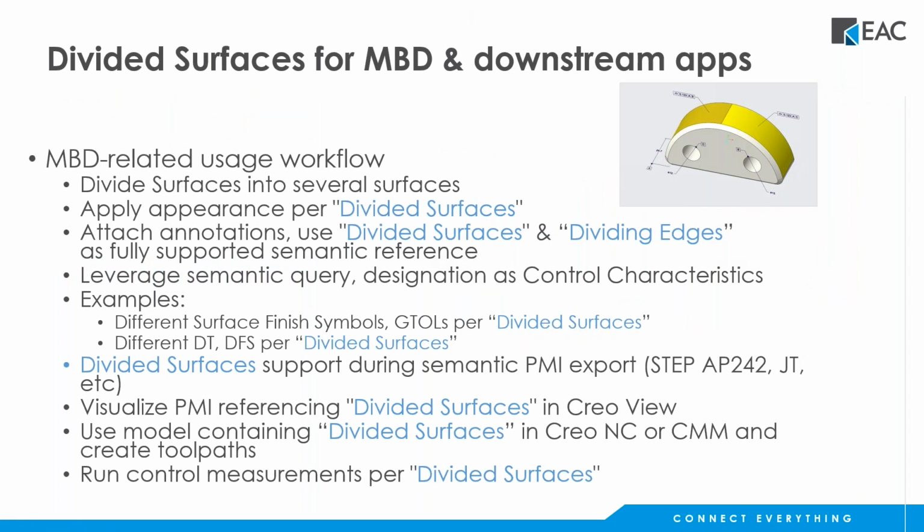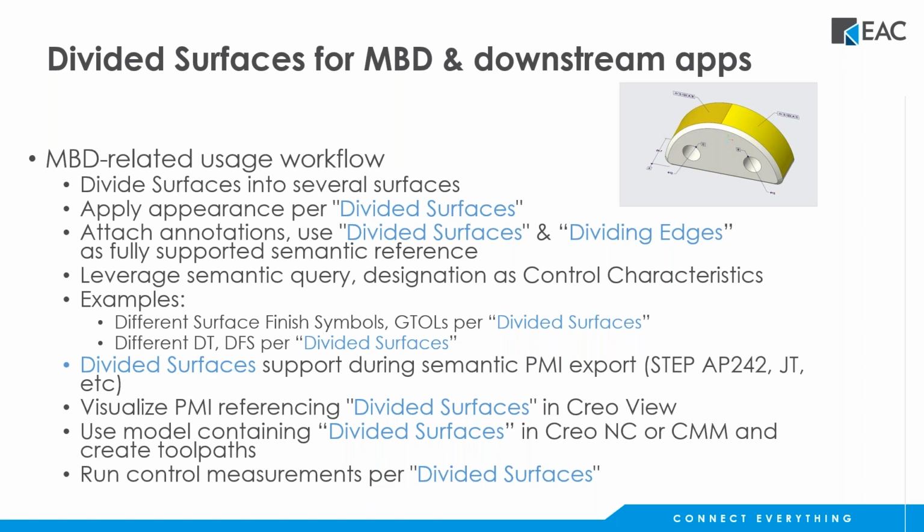How does this work with model-based design and downstream apps? So divided surfaces can be used in several different ways. We can change the appearance for divided surfaces. We can attach annotations. We can leverage some semantic query designation in terms of surface finish, geometric tolerances, and other things as well. If we decide we wanted to export this to a STEP file, that STEP file will pick up those divided surfaces and label them as 2 different surfaces.